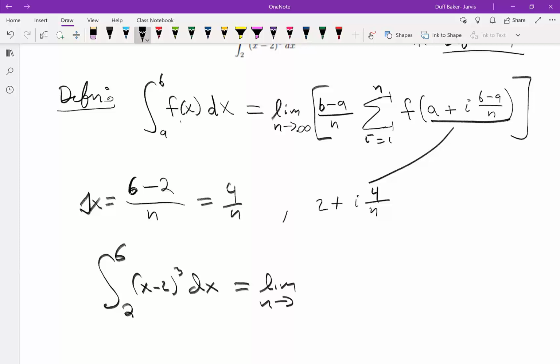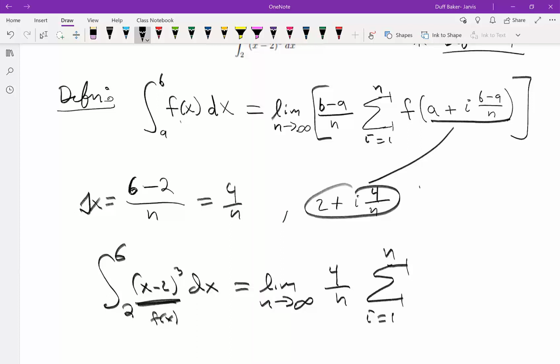And I'm just copying this limit thing, but I'm plugging in all my numbers. And then b minus a over n was 4 over n. And we have our sum. And then f is this part, right? This is f of x. So we have to plug this in for x here, right?